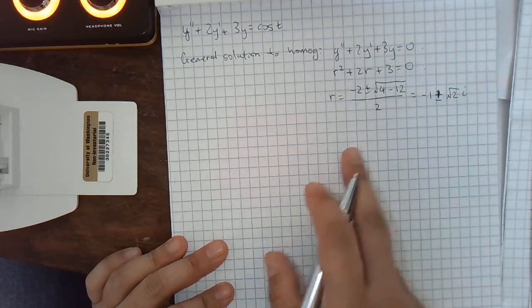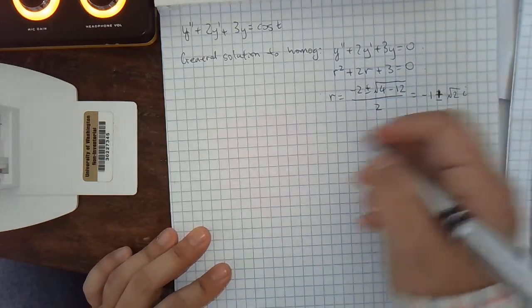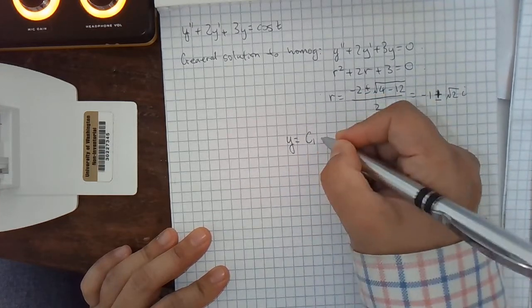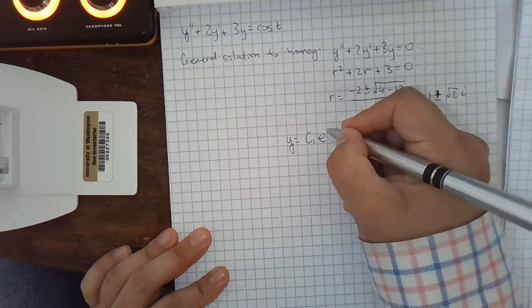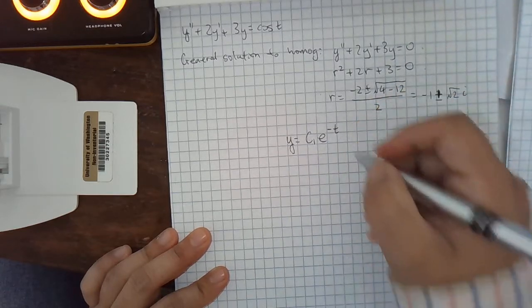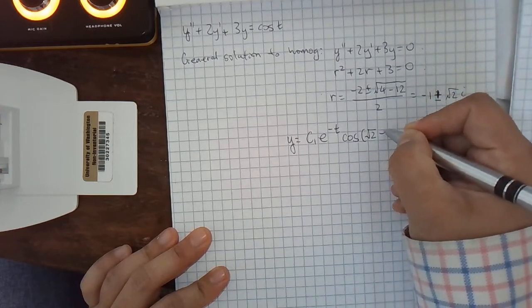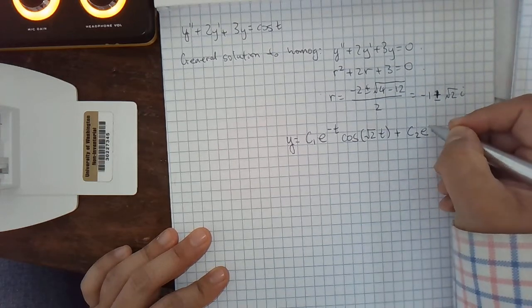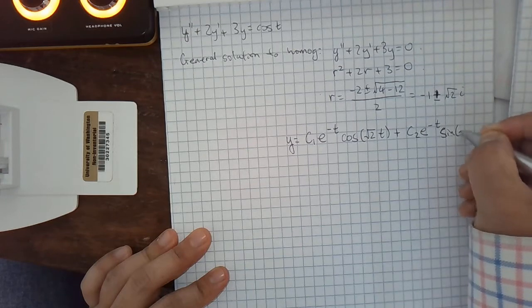Okay, and then you could write the general complex solution and then use Euler's formula, or if you remember what it looks like, we can directly go to the real solution, which is e to the real part, negative t, times cosine of the imaginary part, root 2 t, plus c2, and then same thing with a sine, e to the negative t sine of root 2 t.